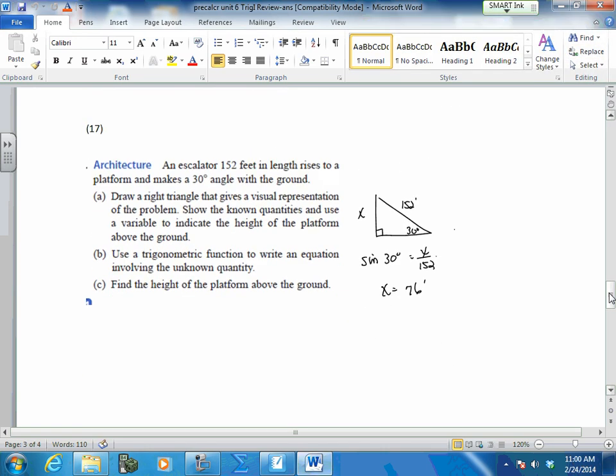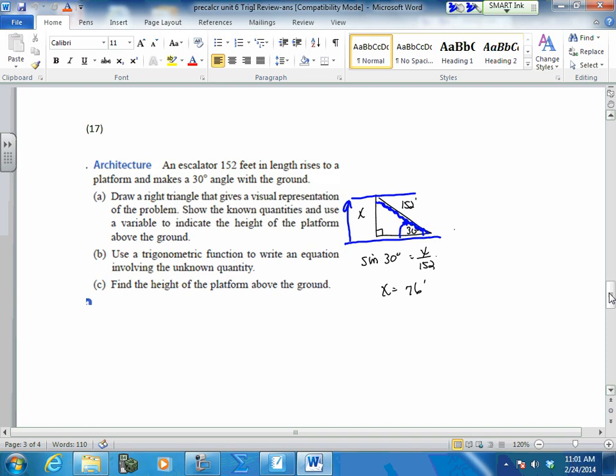This one, there's an escalator. If it rises in length to a platform and makes a 30-degree angle with the ground. I guess here's your platform up on top. A 30-degree angle with the ground. Your escalators go sideways. They don't go straight up. That's your elevators. So your escalators go sideways. There's your hypotenuse. And they wanted to know the height between the floors here.